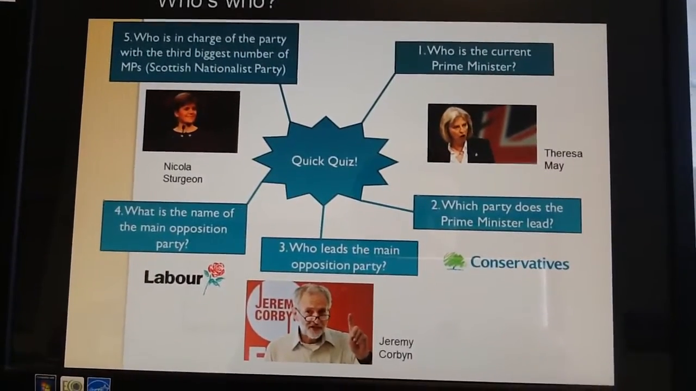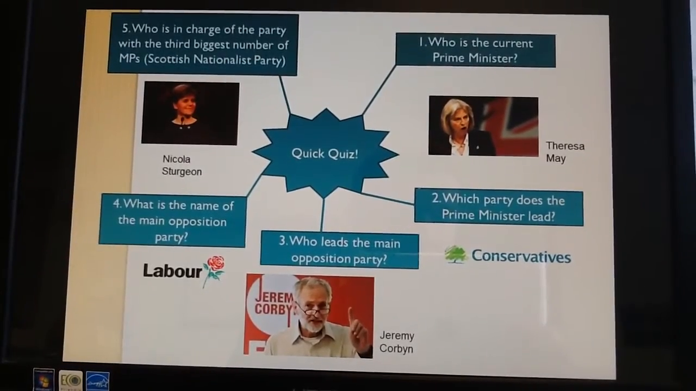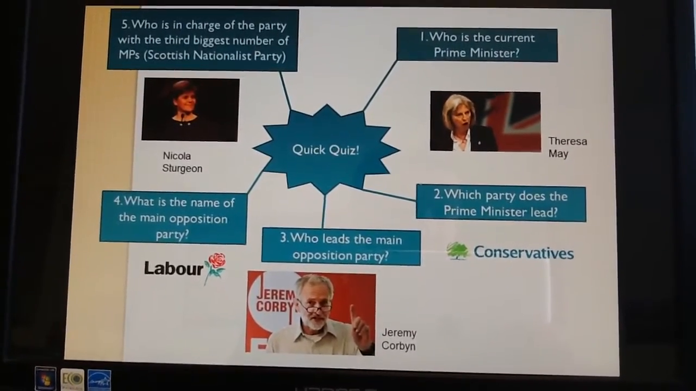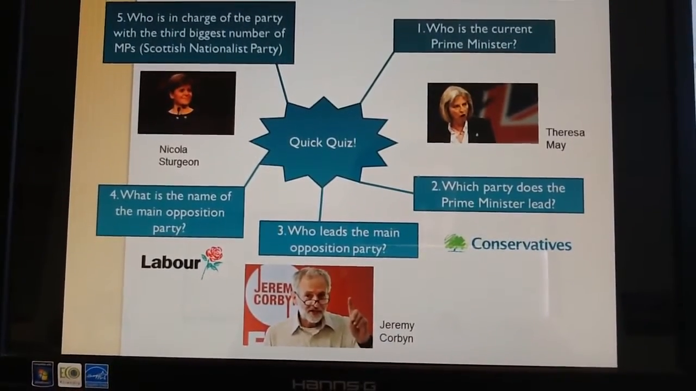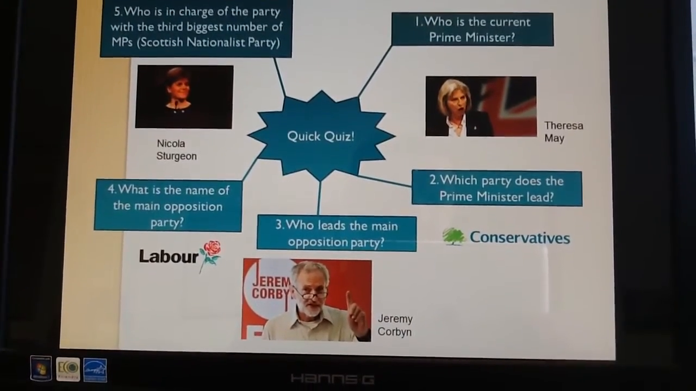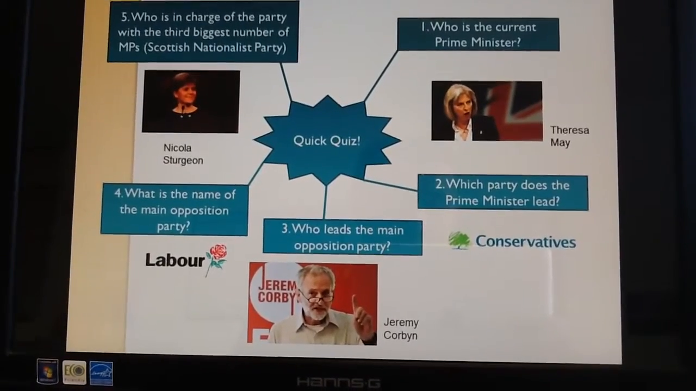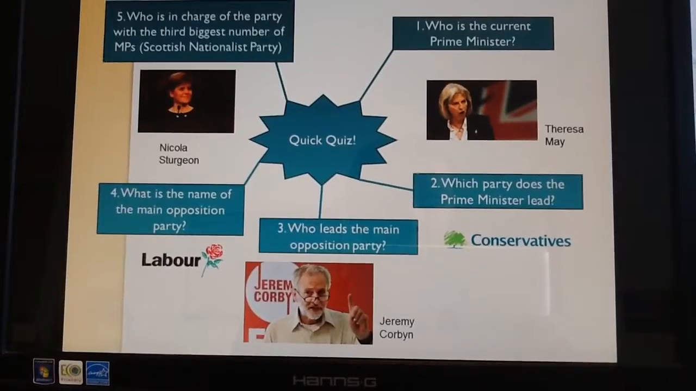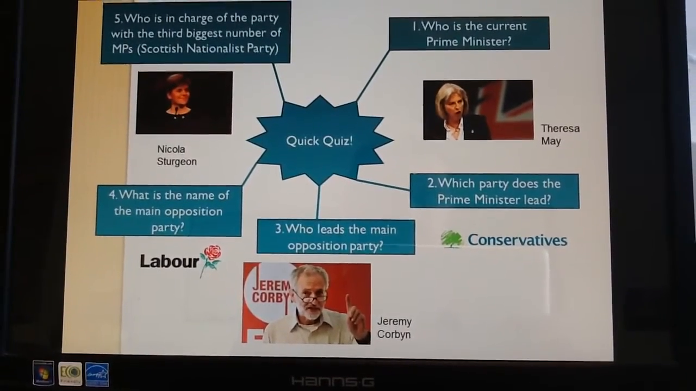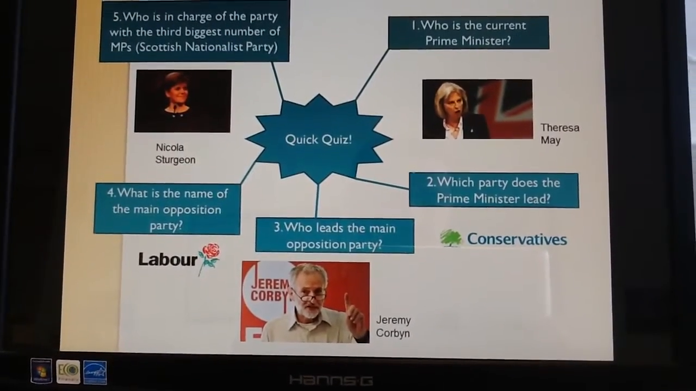So right now, the Prime Minister is Theresa May, and she is the leader of the Conservative Party, and the main opposition of that party is Jeremy Corbyn, who's the leader of the Labour Party, and the third biggest party by the number of MPs is the Scottish Nationalist Party, SNP, and that's led by Nicola Sturgeon, as you can see there.